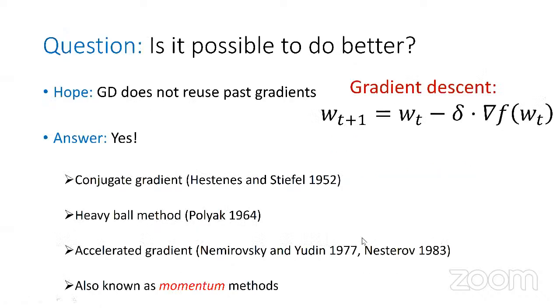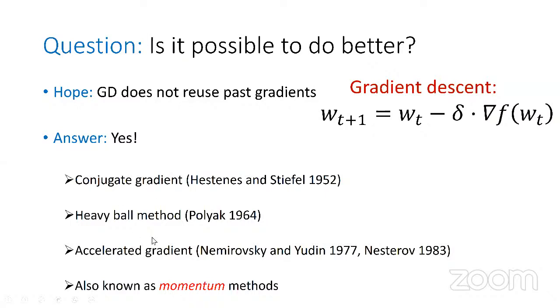So a natural question is whether it's possible to do better than gradient descent in terms of this convergence rate. The hope is based on the fact that gradient descent does not reuse past gradients. It only looks at the gradient at W_t, and when it goes to W_{t+1}, it no longer looks at any of the past gradients. The hope is that maybe we can reuse past gradients to do better. The answer turns out to be yes. There have been several celebrated algorithms, including conjugate gradient, heavy ball method, accelerated gradient, and so on, which improve the convergence rate of gradient descent for different classes of problems.